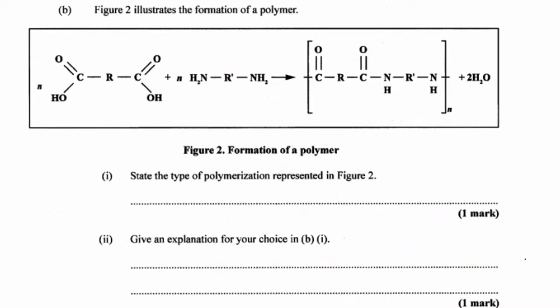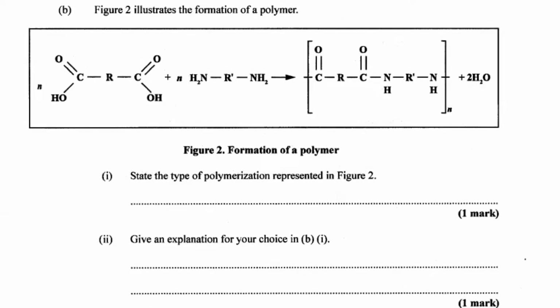Part B. Figure 2 illustrates the formation of a polymer. Part 1. State the type of polymerization represented in figure 2. So let's look at the figure. Let's examine the figure and see what the repeating unit is. We're given the repeating units.